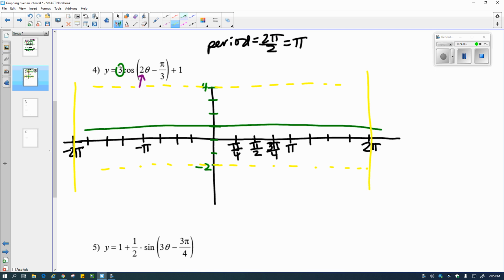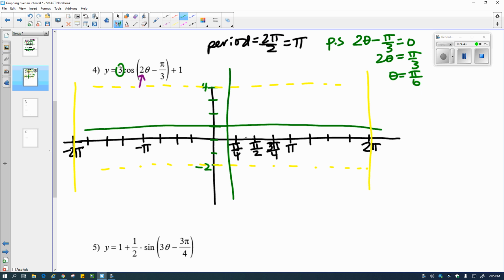So the next thing I want to do is go through and find my phase shift. And these get messy, and I understand that. So just take your time and work your way through. My phase shift happens when 2 theta minus pi over 3 equals 0. So that's when 2 theta equals pi over 3. So I'll divide by 2, so theta is pi over 6. So I have to figure out where pi over 6 is. Well, pi over 6 is to the right. It's less than pi over 4 to the right, so my shifted axis is there.